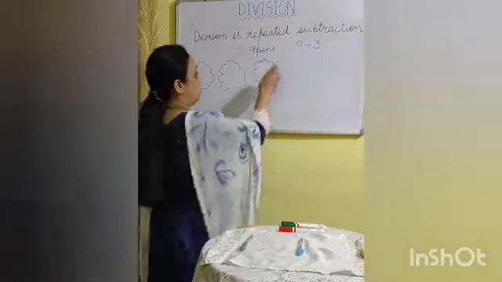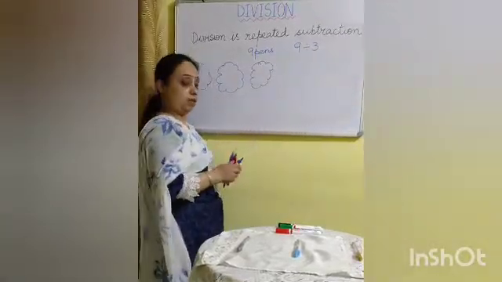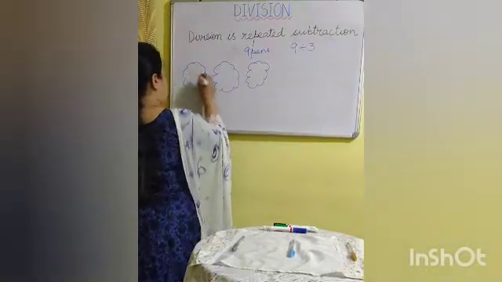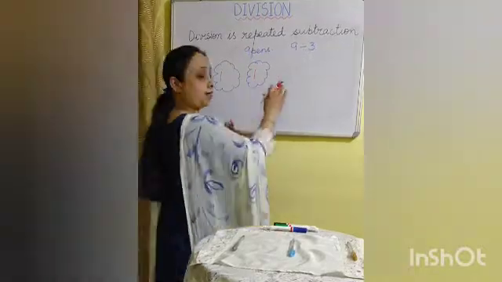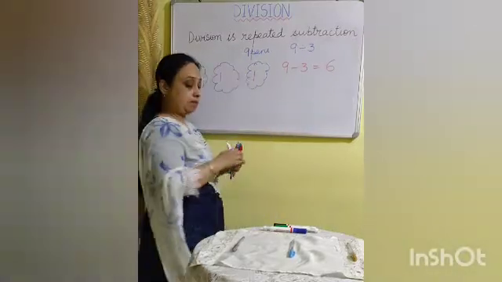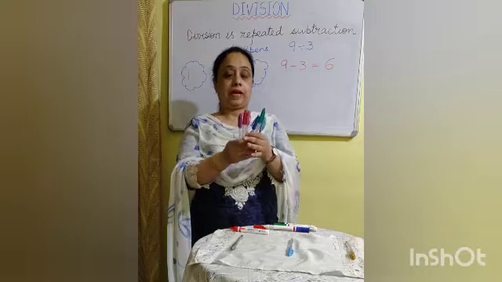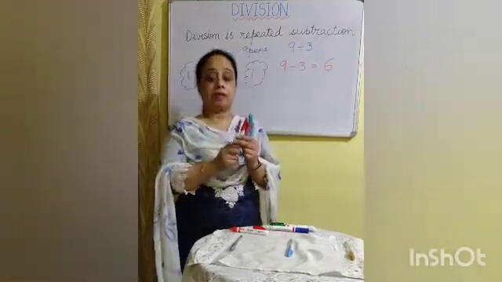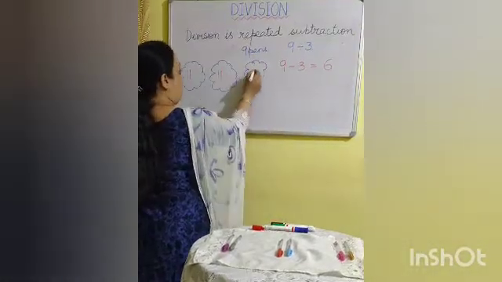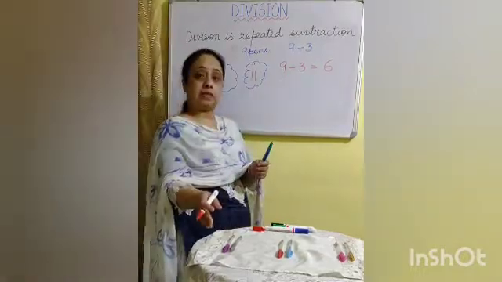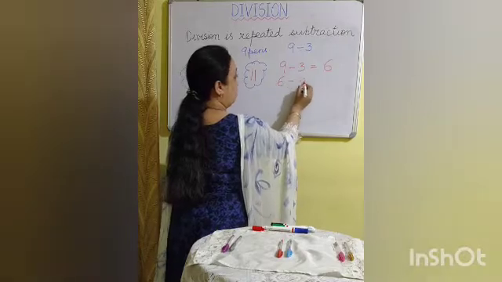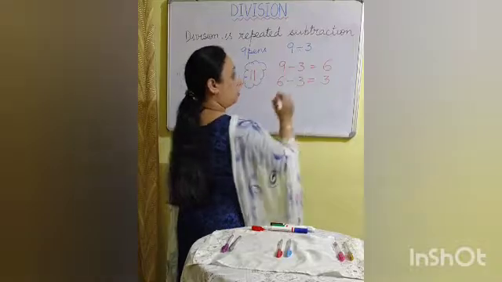We have to divide these 9 pens among 3 children. First we will give 1 pen to each child. That means we have taken away 3 pens from this. So 9 minus 3 will be 6. Now I am left with 6 pens here. Now again I will give 1 pen to each child. That means 1 more added to each group. So again 3 pens are subtracted and I am left with 3 pens here.